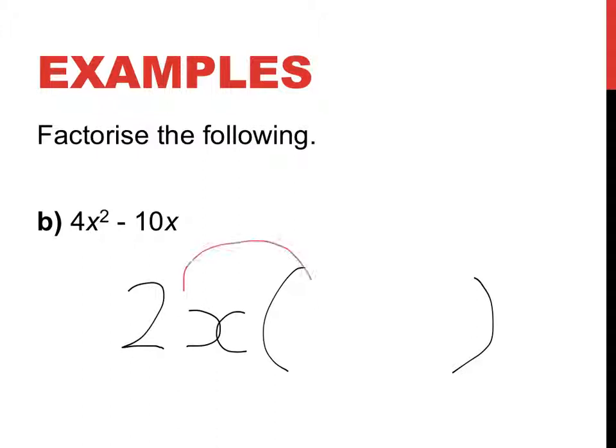And I ask myself, what do I multiply 2x by to get 4x squared? Well, 2 multiplied by what is 4? 2 times 2 is 4. How do I get from x to x squared? I multiply by itself again. Okay? Now, the next thing I ask myself is, what do I multiply 2x by to get negative 10x? Well, it's going to be a negative, and I've got an x already, so it's going to be negative 5.